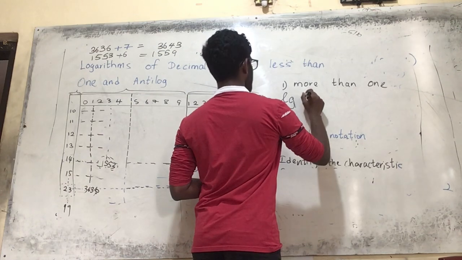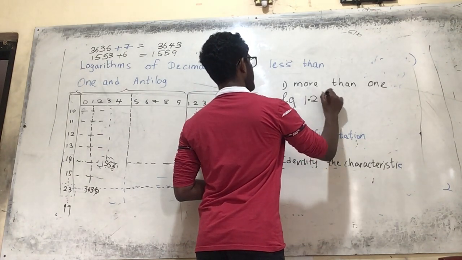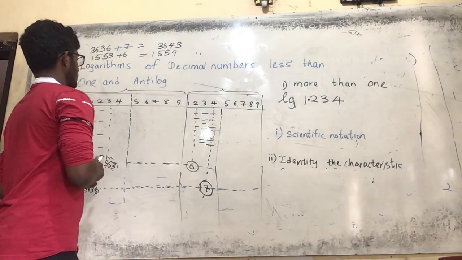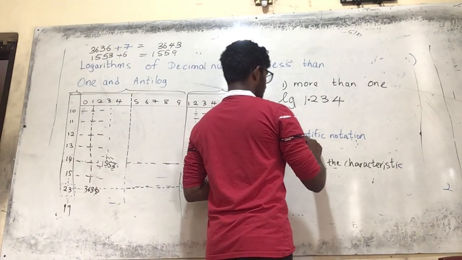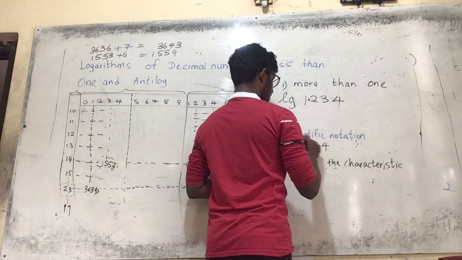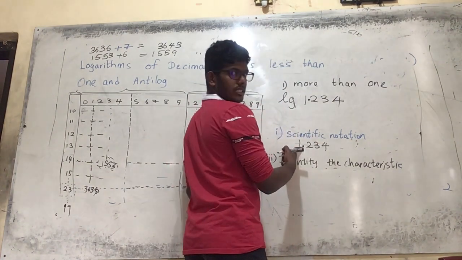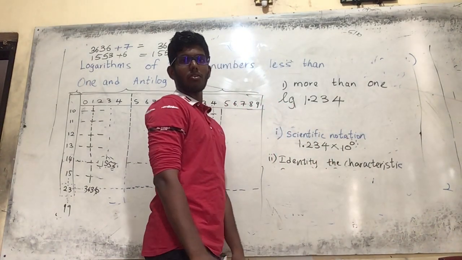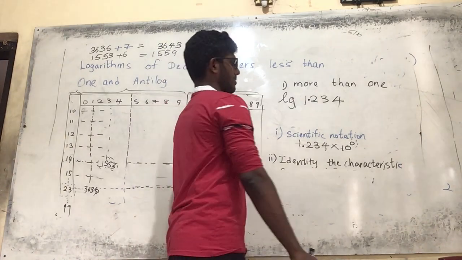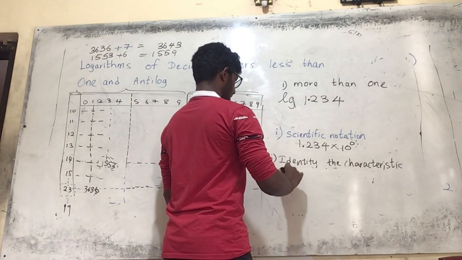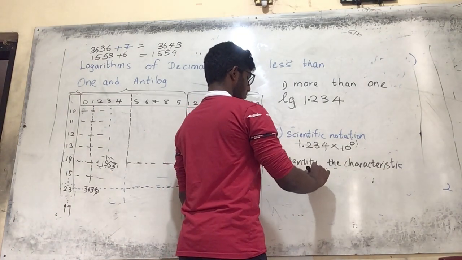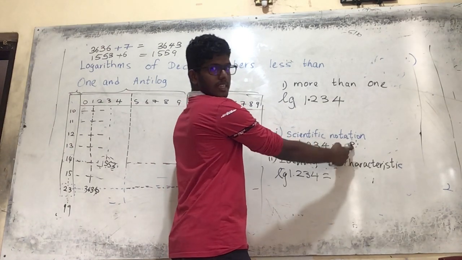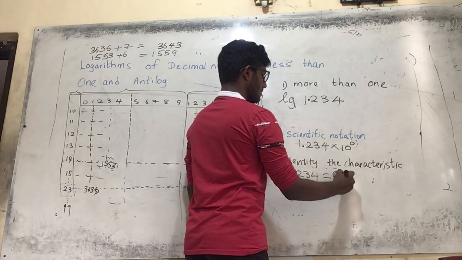I will take 1.234. So scientific notation 1.234. Now you have the decimal point just there, so you don't have to multiply by any 10 to the power. So it is 10 to the power 0. 10 to the power 0 is 1, as I said before. So log 1.234. So I wrote it in the scientific notation. Now I identify the characteristic as 0. You write 0.